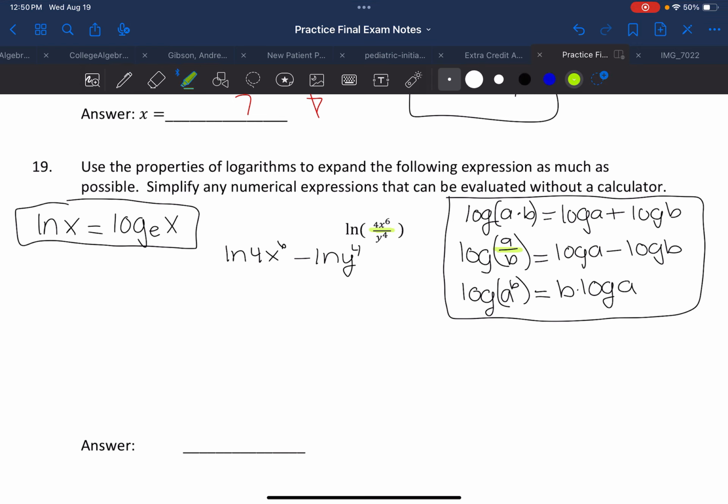So you can see I'm using that property there of division and expanding it using subtraction. I keep the log or the ln, and I take the log of the numerator and I subtract the log of the denominator. So that's the property I used there. And I always remember that there's a line in the fraction and there's a line in subtraction.